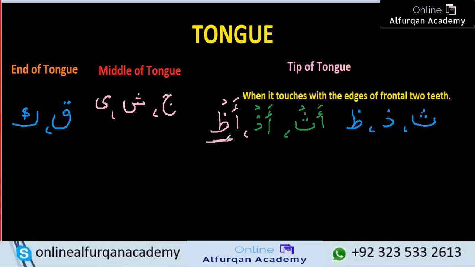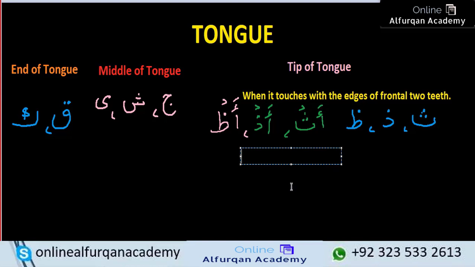And the last one, Dha, is also a little bit thicker sound, but the emission point is same. Our tongue is going to touch edges of frontal two teeth. Say it, because the more you practice, your pronunciation will become more clear. Tha. Now say Zal.